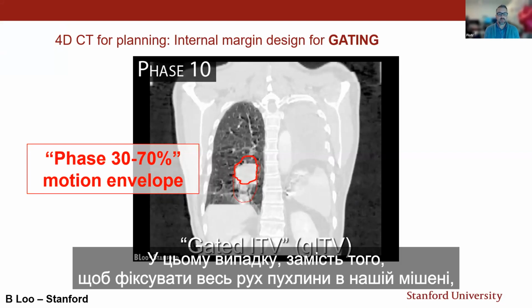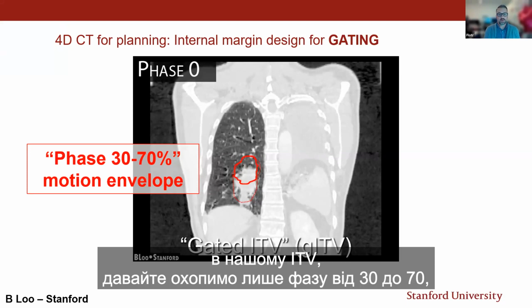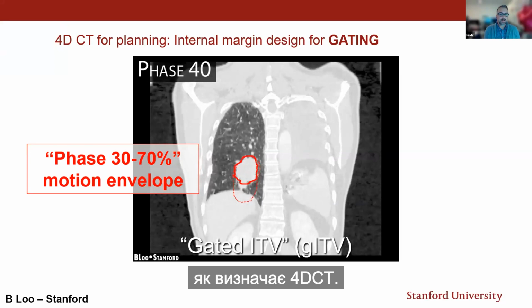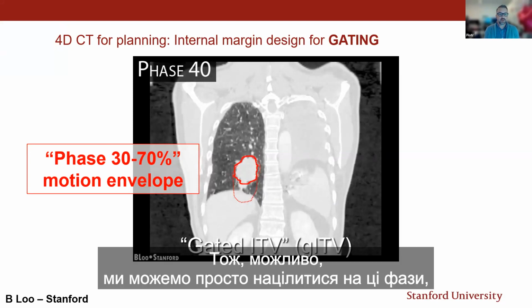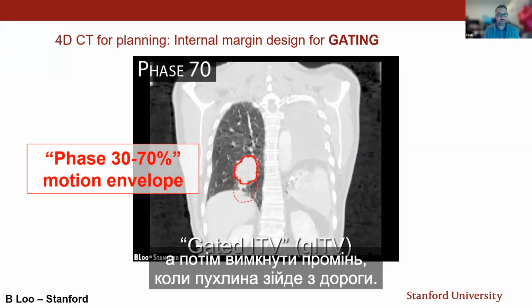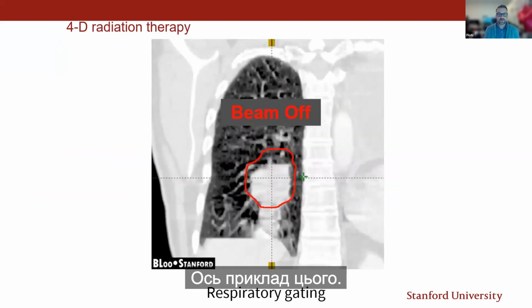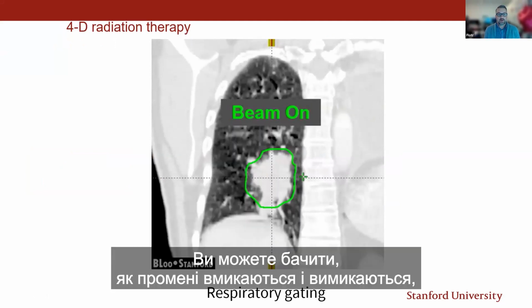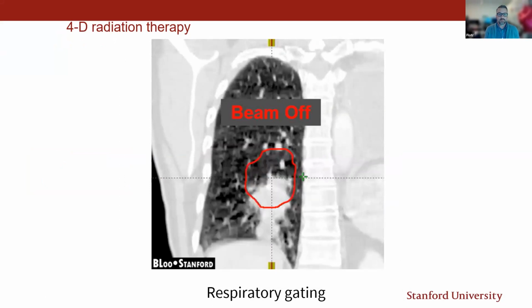In this case, instead of capturing the entire motion of the tumor target in our ITV, let's only envelop the 30 to 70 phase as the 4D CT determined. You can see there's very little motion here between these phases. So maybe we can just target these phases and then turn the beam off when the tumor moves out of the way. This is an example of how that's done. You can see the beam is on and off just when the tumor enters our predetermined target.